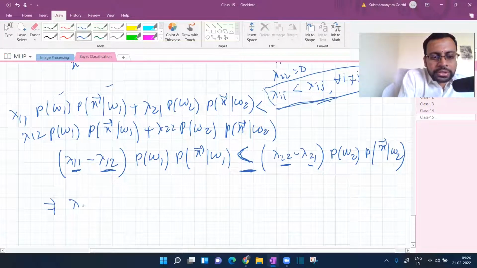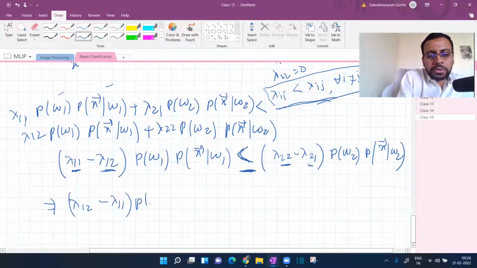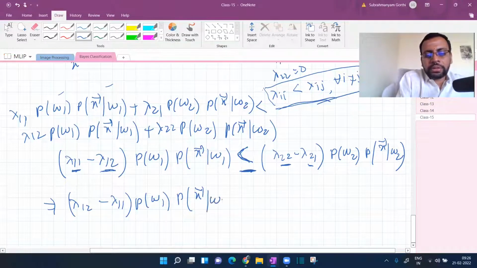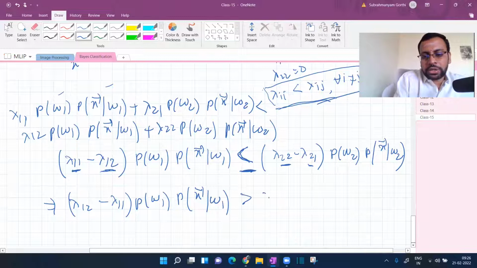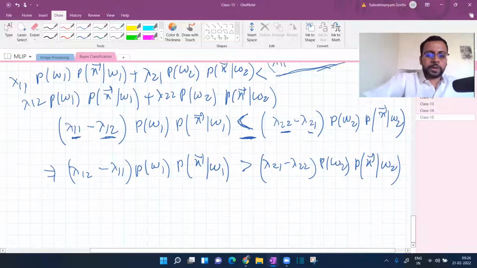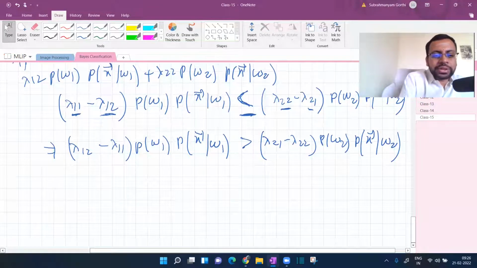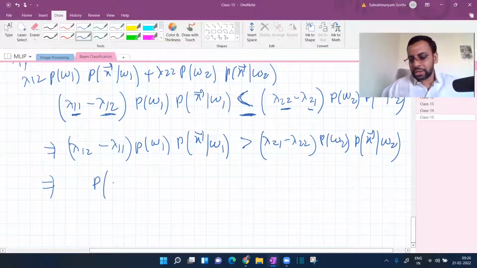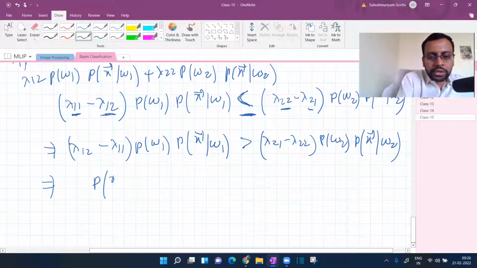All I'm writing now is lambda 12 minus lambda 11 into probability of omega 1 into probability of x bar given omega 1 is greater than lambda 21 minus lambda 22 into probability of omega 2 into probability of x bar given omega 2. Okay. Now I will take the likelihood terms on one side and let's see what we are going to get. Hope you are all working with me. If not, please do that.